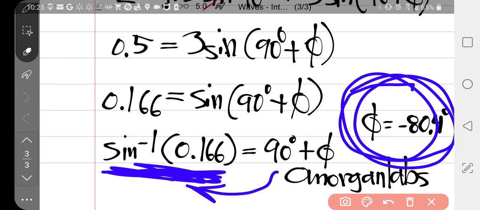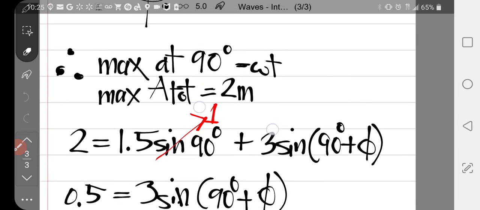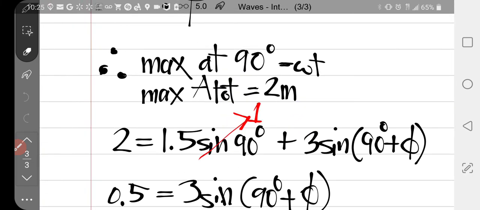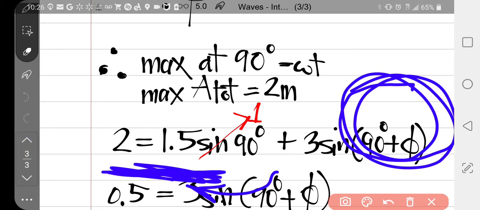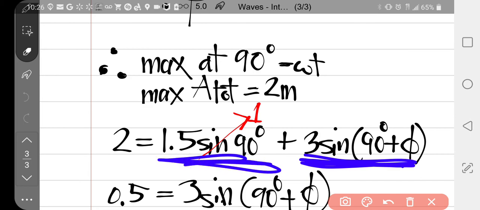So to have a total amplitude of 2 with these parameters, your phase angle has to be negative 80.4. Okay, all right, that's it.